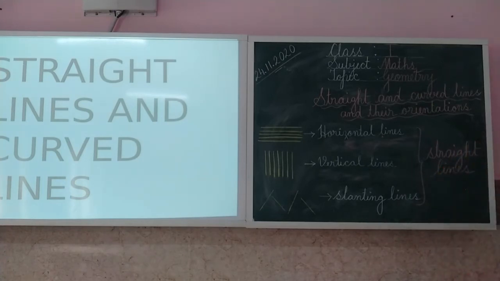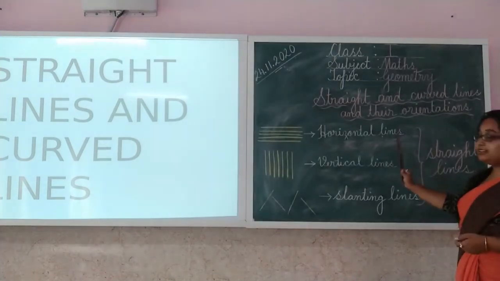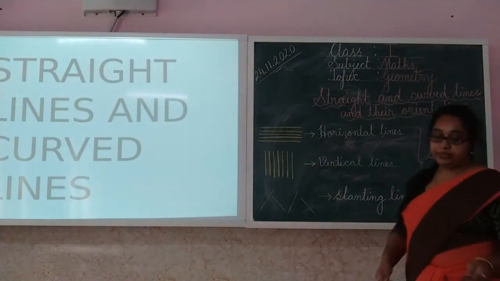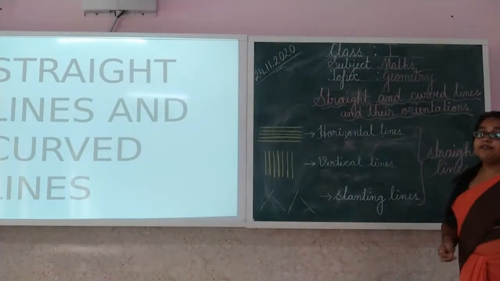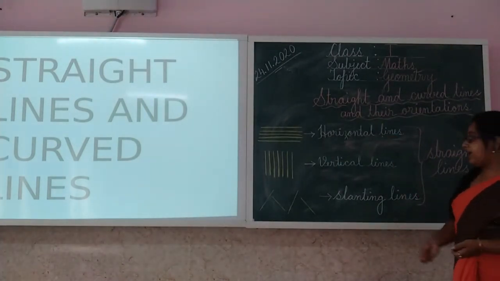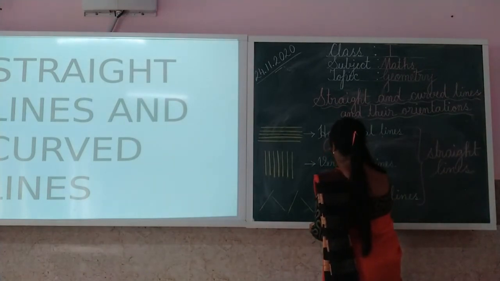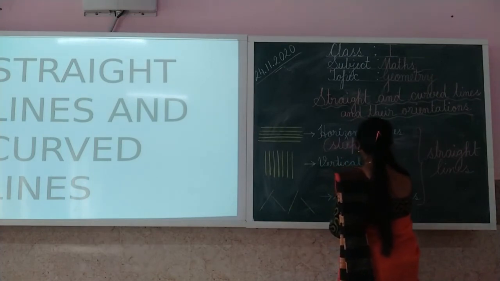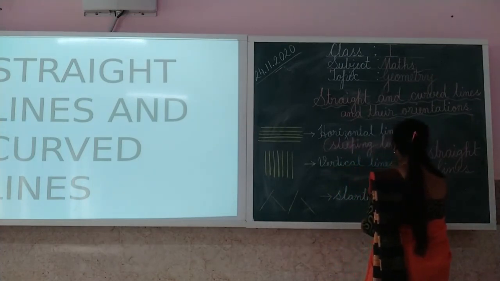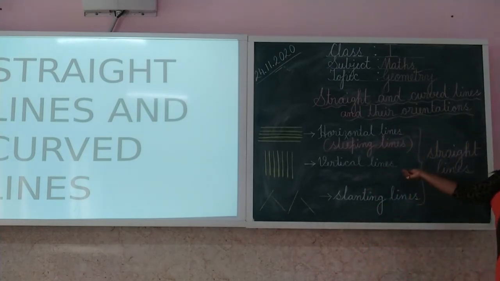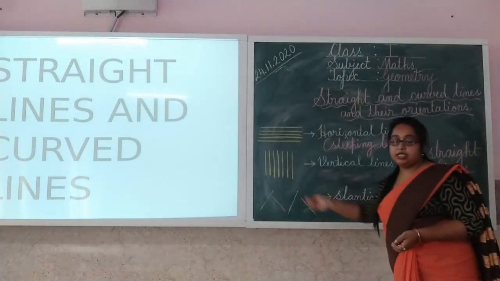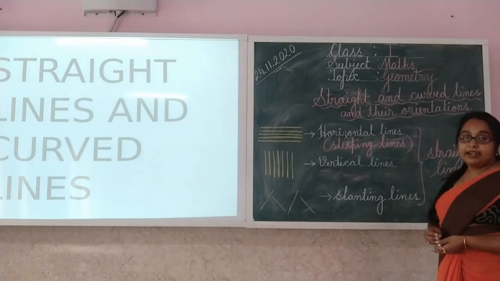So, straight lines can be classified into horizontal lines, vertical lines and slanting lines. Okay. Now, these horizontal lines, we can also call them sleeping lines. What we can call them? Sleeping. Okay. And these vertical lines, we can call them standing lines. These are standing erect like a vertical. Okay. So they are called standing lines.